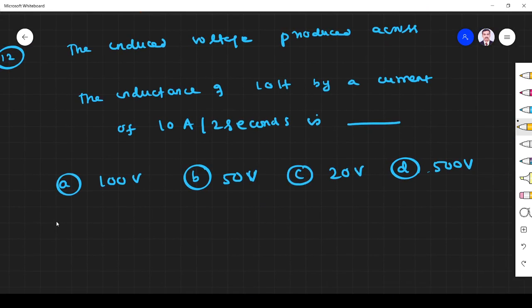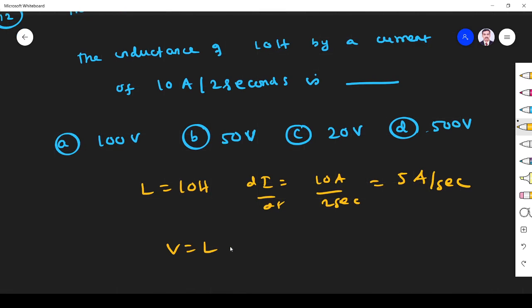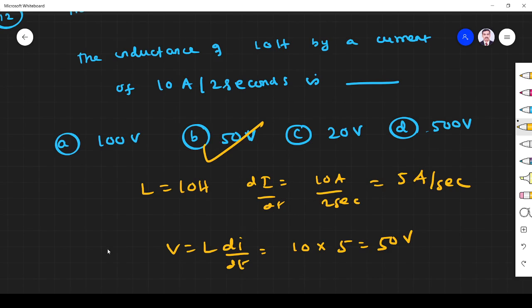Next one, the induced voltage produced across an inductance L, they have given 10 Henry, by a current of 10 ampere per 2 second. So they have given di by dt as 10 ampere per 2 second. This is 5 ampere per second. So what they ask is induced voltage. V is equal to L di by dt. L is 10, di by dt is 5, so 50 volt. So option B is the right answer. Clear? Okay.